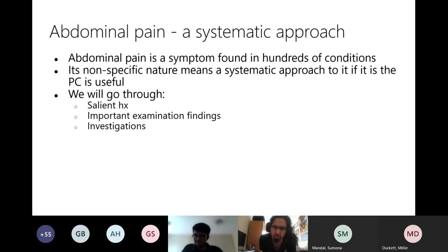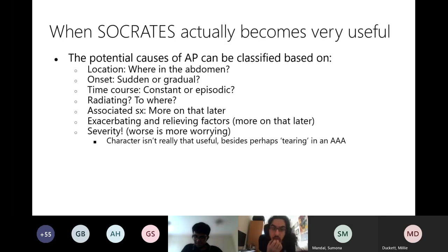Out of those, character isn't particularly useful in abdominal pain, unless it's something like tearing abdominal pain, which maybe suggests a ruptured abdominal aortic aneurysm. But the others are quite useful. So site, even though it can be a bit of a red herring, is really, really useful. You can divide your abdominal pain in several ways based on this. Is it acute or is it chronic? Where is it sited? Is there any pattern to it? How bad is it? Obviously, if something is excruciatingly painful, you're a lot more worried than with low-lying chronic pain.